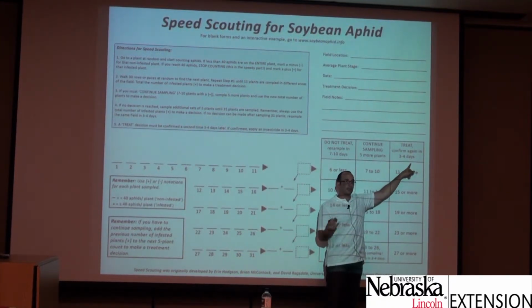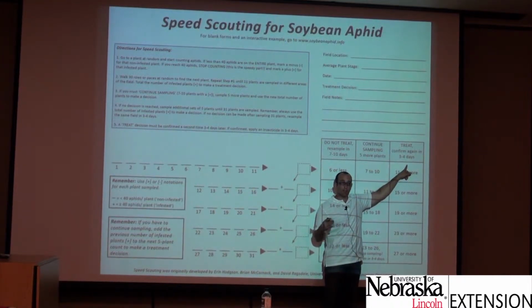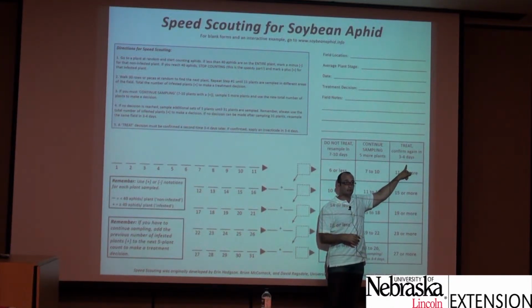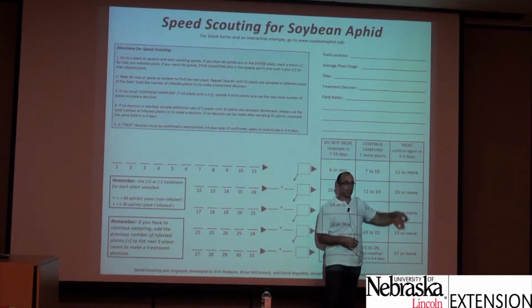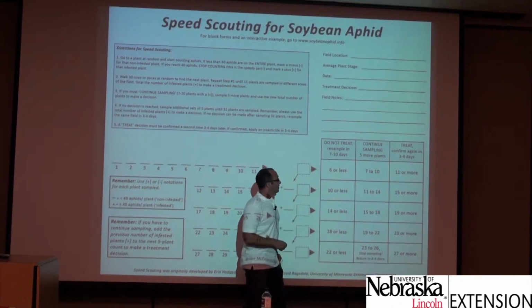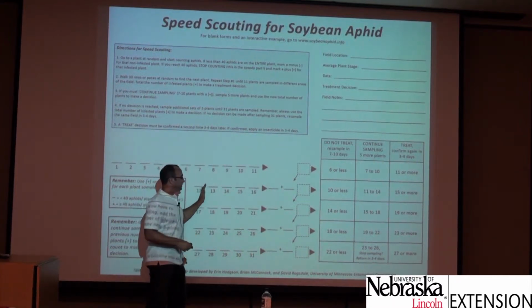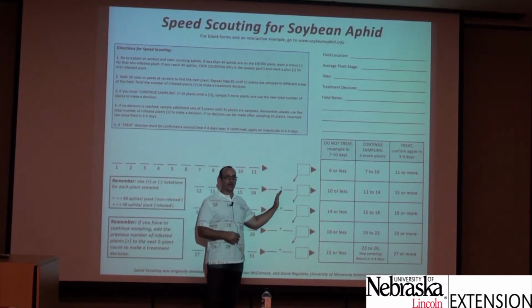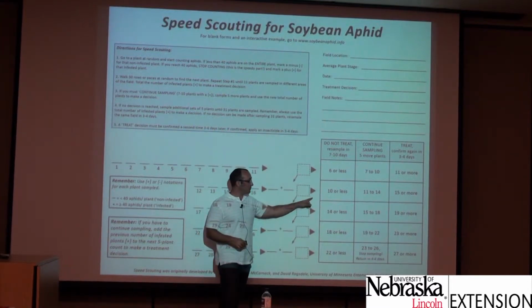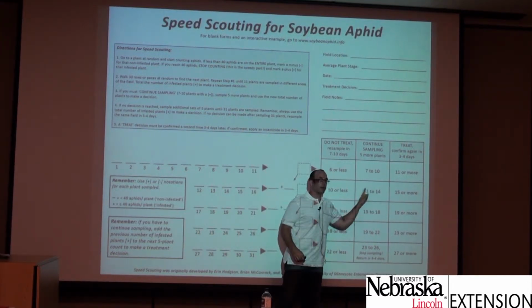And this is treat, so come back in 3 or 4 days to confirm, to make sure the population is actually increasing. So do you get the same decision 2 times in a row? Or if you get in the middle one, you just keep sampling. So it's uncertain whether or not you can make a decision. So keep sampling until you can be here or here.